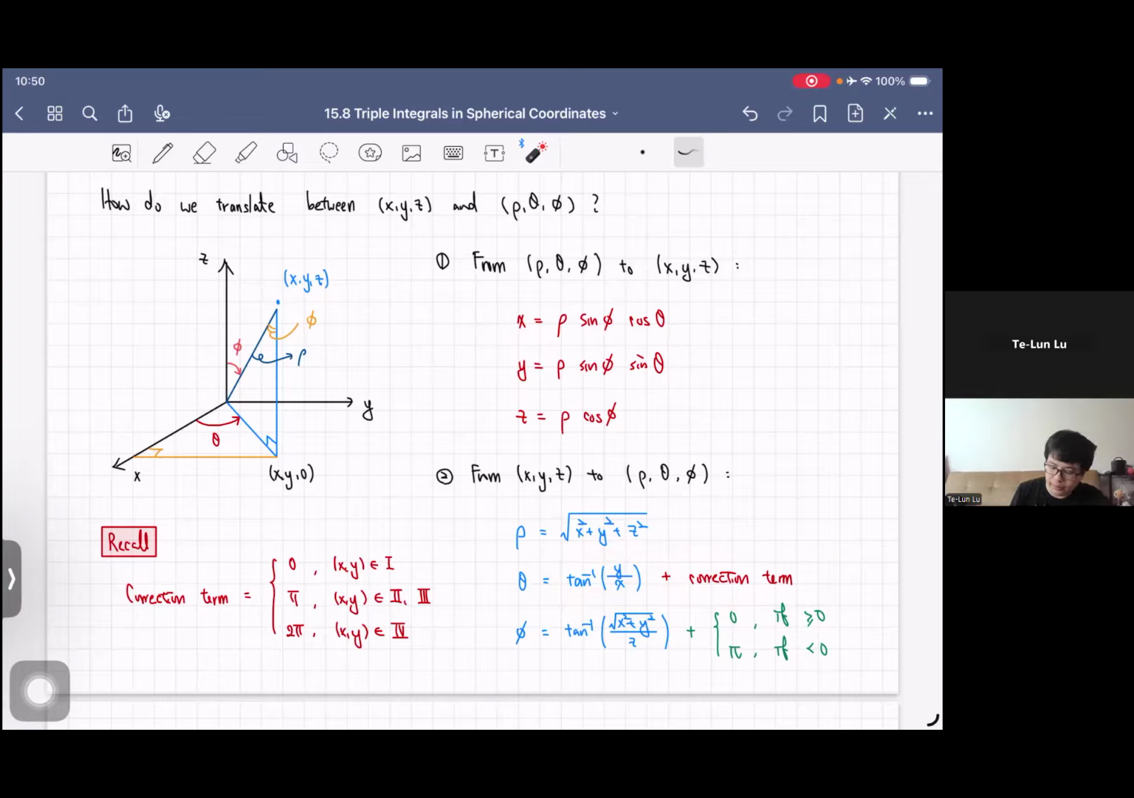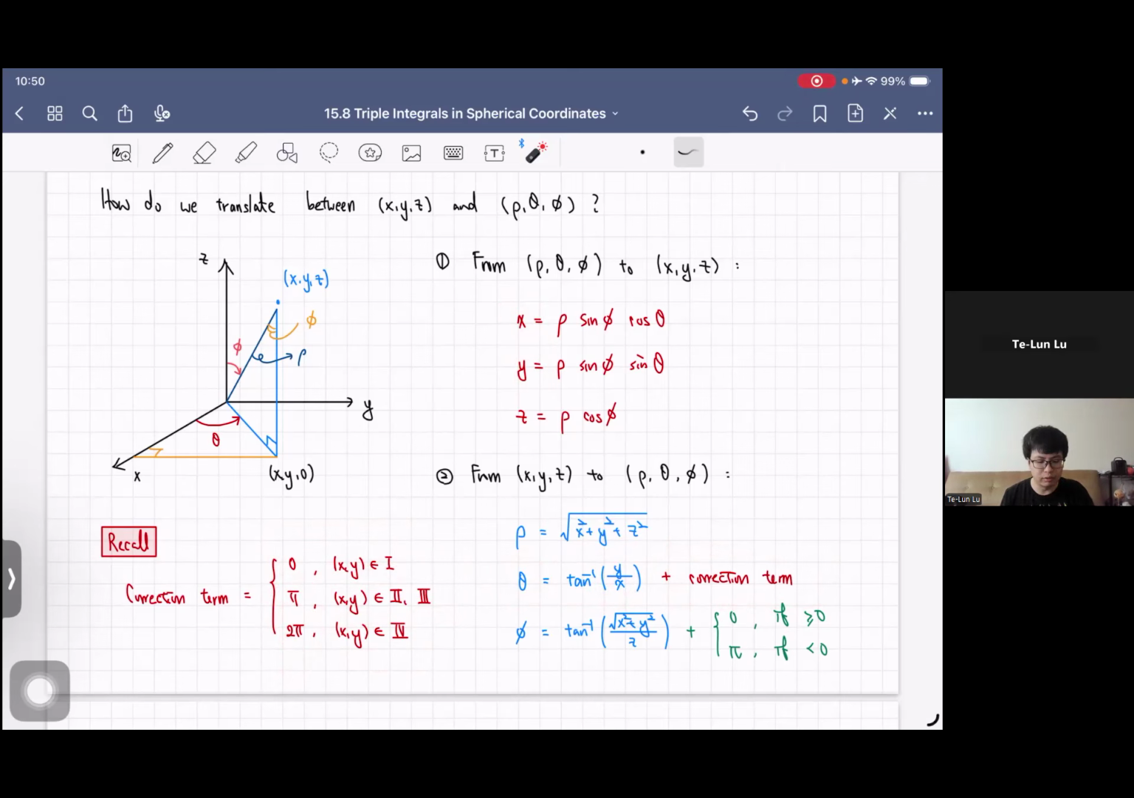If xy is in the first quadrant, then we add nothing. If xy is in the second or third quadrant, then you add pi. And if xy is in the fourth quadrant, you add 2 pi. Again, this is just to adjust the domain for inverse tangent, because inverse tangent lies within minus pi over 2 to pi over 2. To adjust that, we have to shift the domain a little bit.